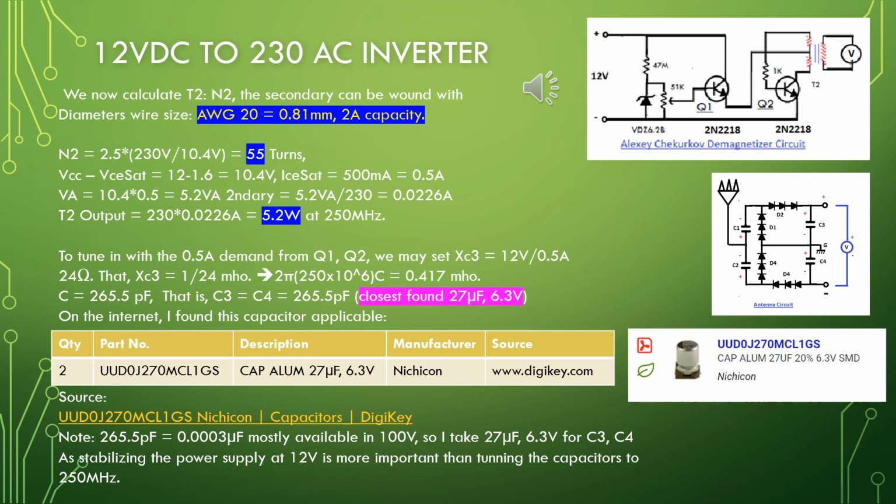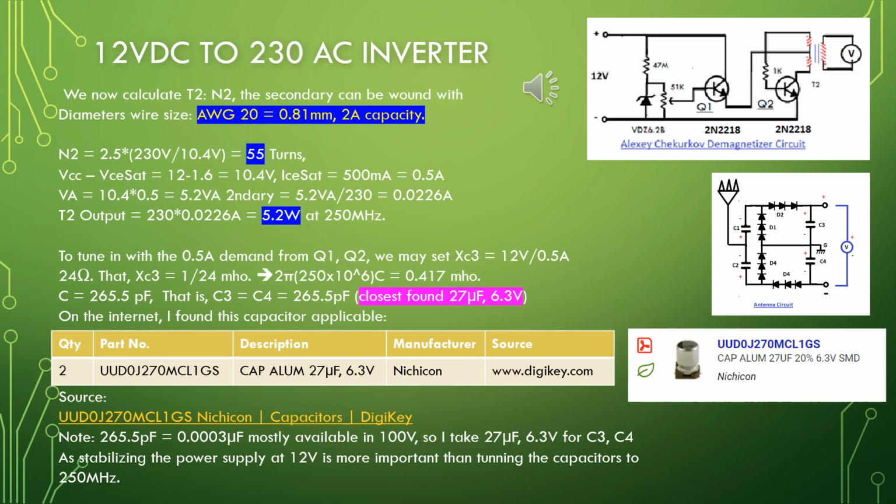That is C3 equal to C4 equal to 265.5 picofarad. The closest I could find on the internet was 27 μF, 6.3 volt. On the internet, I found this capacitor applicable. Quantity 2, part number UUD0J270MCL1GSC. Description: capacitor aluminum, 27 μF, 6.3 volt. Manufacturer: Nichicon. Source: www.digikey.com.